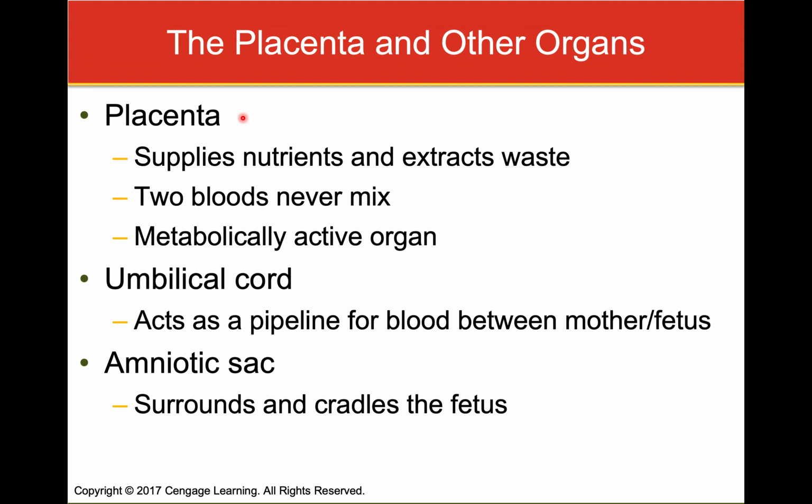So before we get into talking about nutrition for pregnancy, I think it's important for us to just have an understanding of some of the anatomy and physiology associated with pregnancy. The first thing we're going to talk about is the placenta, a temporary organ in the female that supplies nutrients and extracts waste. It gives the developing fetus, or developing baby, the nutrients it needs to survive and grow, and it also helps get rid of some of the waste products that are produced as a natural process.